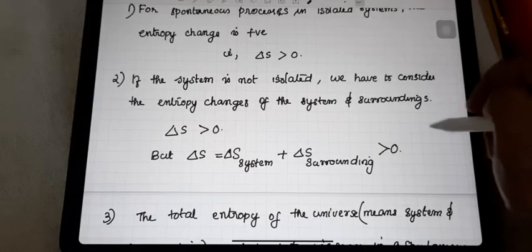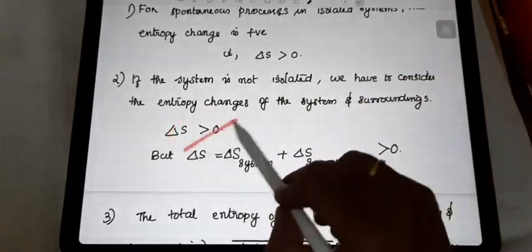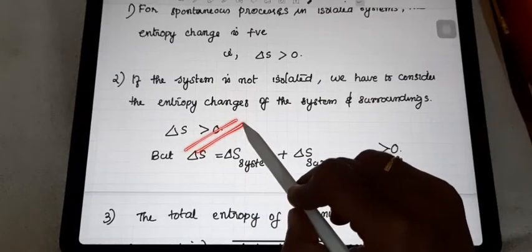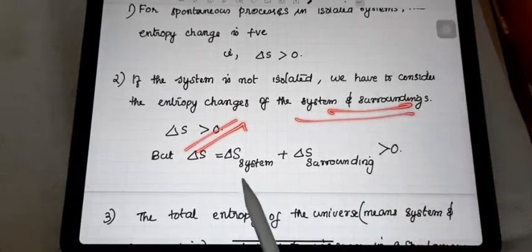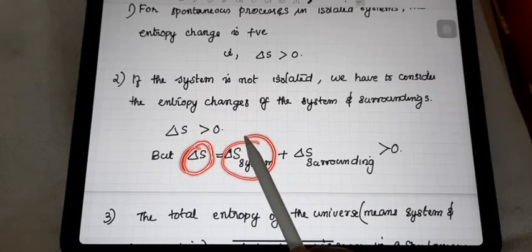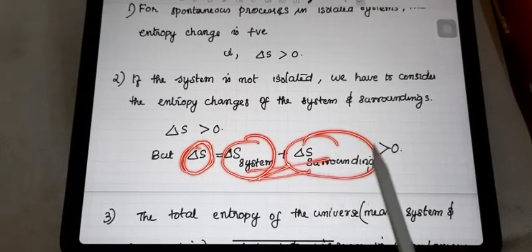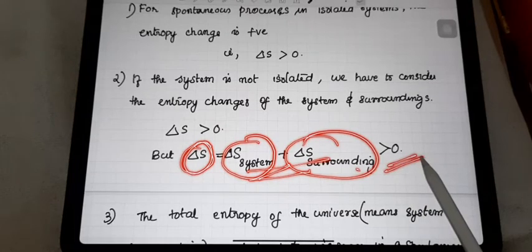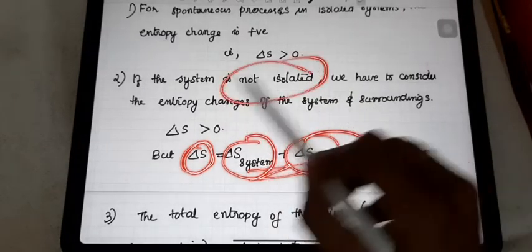In such a situation, when we consider the enthalpy change, if it is a spontaneous process, the delta S value, that disorder, has to be greater than 0. So how is it possible? When we calculate the delta S of the system first and the surroundings next and add them together, that value must be greater than 0. That value is said to be positive. Then only is the process said to be spontaneous in the case of a non-isolated system.